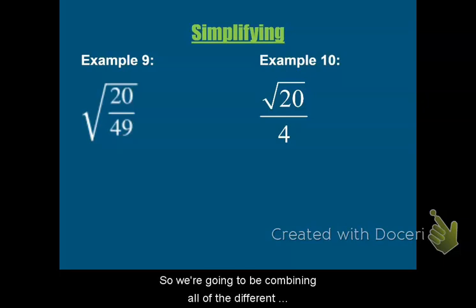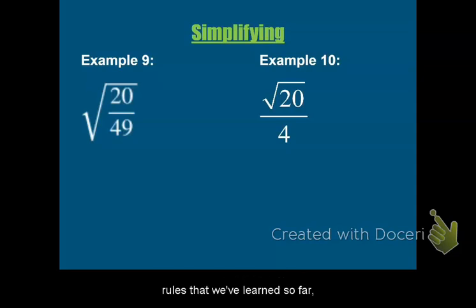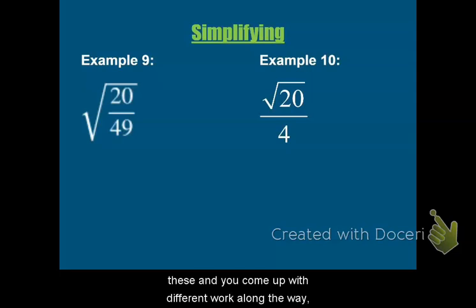So we're going to be combining all of the different rules that we've learned so far, such as our product and quotient properties. Now, you might attack these in different orders, and that's fine if you've tried these and you come up with different work along the way, but you should come up with the same answer in the end.